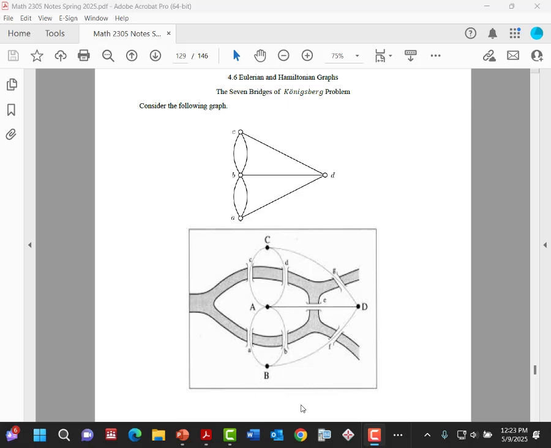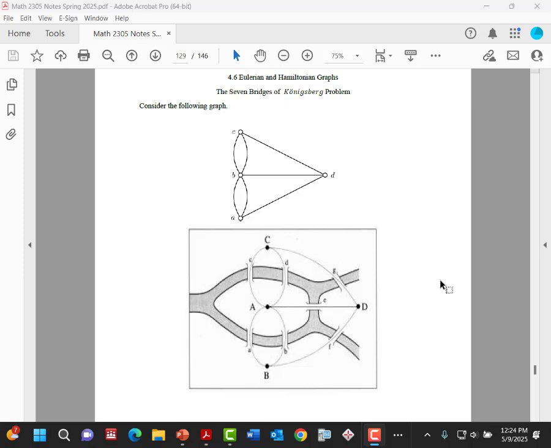Okay, so in this section, we want to conclude our study of graph theory by discussing what are called Eulerian and Hamiltonian graphs. And we're going to begin this section with a very famous graph theory problem called the Seven Bridges of Königsberg problem. The origin of this problem is very interesting.